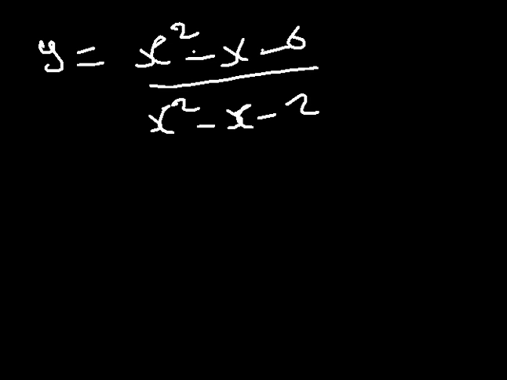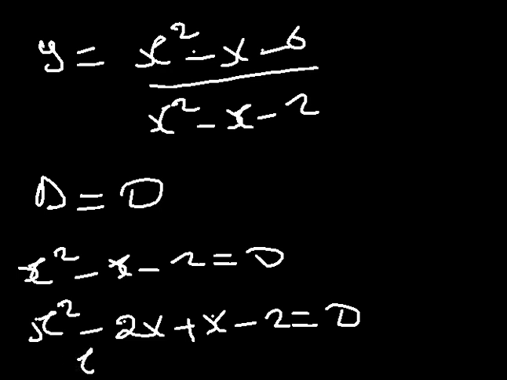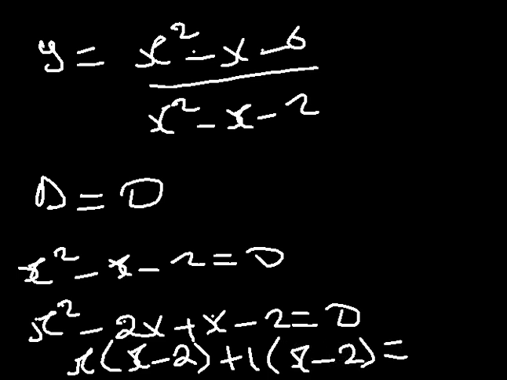So how should you find the asymptotes? Let's start with the vertical asymptote. The vertical asymptotes are calculated upon having the denominator equal to 0. So we have x squared minus x minus 2 equal to 0, and we factor this out. We have x squared minus 2x plus x minus 2, which equals 0. So we have x(x minus 2) plus 1(x minus 2) equal to 0.